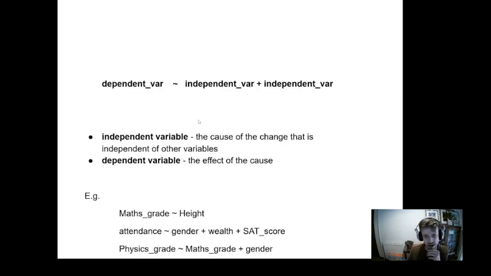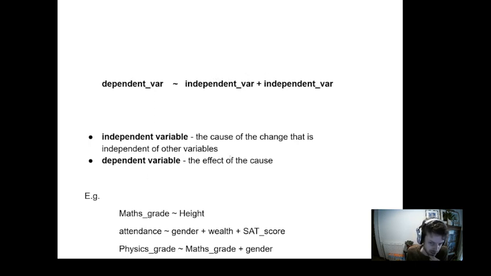So very roughly, what we have is a dependent variable and one or more independent variables that predict the dependent variable. And here our independent variable is a cause of the change that is independent of other variables. So these have to be independent of each other. So if you have height and weight, that's okay, but if you have height in centimeters and height in meters, they're going to be linked to each other. So we can't have the same thing repeated twice. They have to be independent of each other.